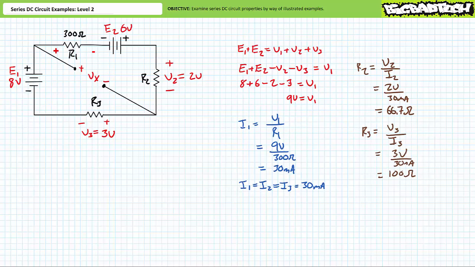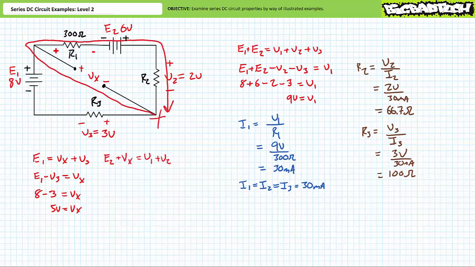Now we need to solve for unknown voltage Vx with a given polarity. There's a couple ways of doing it. A Kirchhoff's voltage law analysis of this loop, traveling in the clockwise direction, demonstrates that rise E1 is equal to the summation of voltage drop Vx plus voltage drop V3. Substituting in our given values demonstrates that Vx is 5 volts.